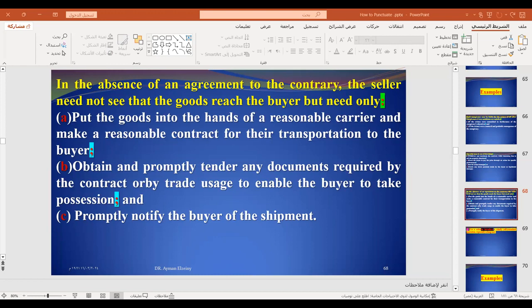After "the buyer," the last example, we have to put a semicolon. Second case: obtain and promptly tender any document required by the contract or by trade usage to enable the buyer to take possession; and promptly notify the buyer of the shipment. Full stop.